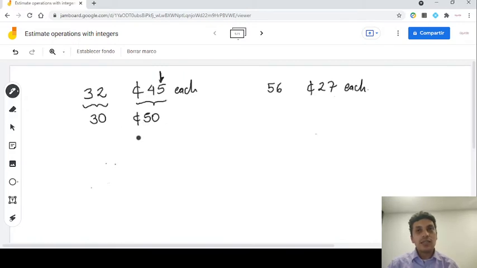So in this case, it's going to cost you 30 times 5. It's going to cost you about 1,500. Remember to add the two zeros. 1,500 cents or $15.